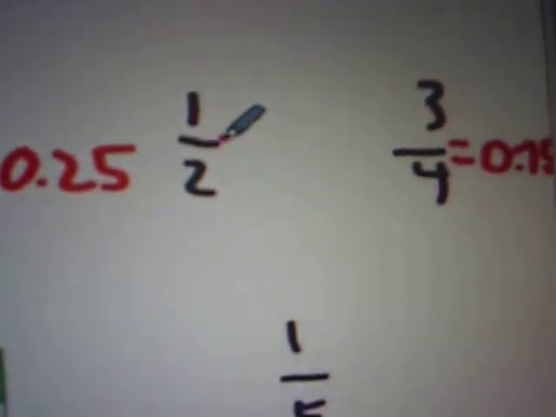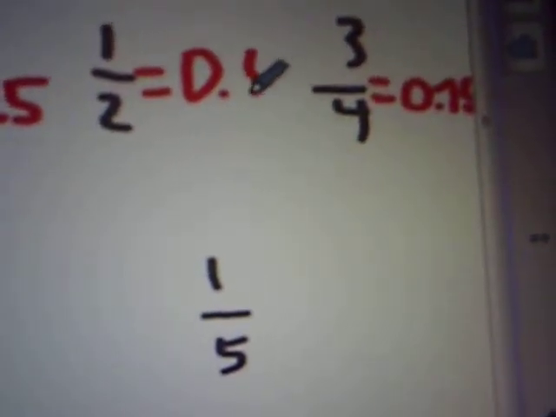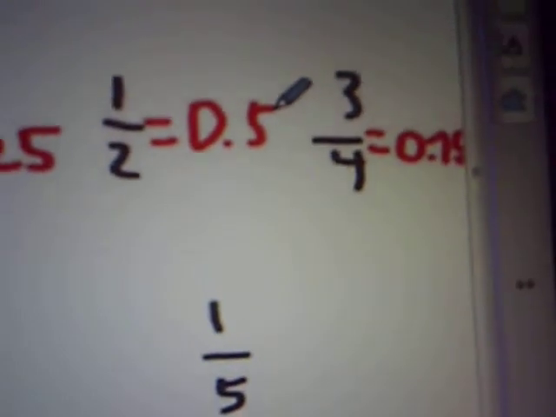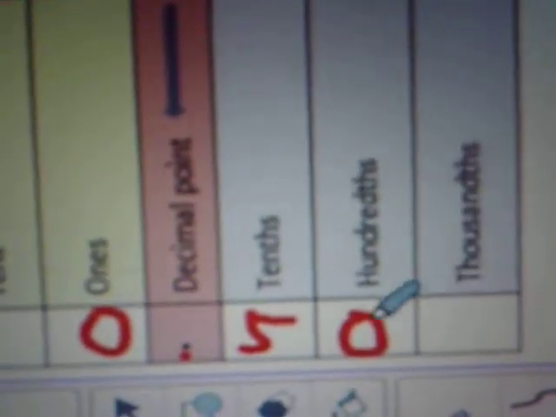So 1/2 in decimal form can be written as 0.5. Because when we talk about decimals, if there's a 0 at the end of a decimal, we don't even need to write the zeros. We just have to assume or know that they're there.